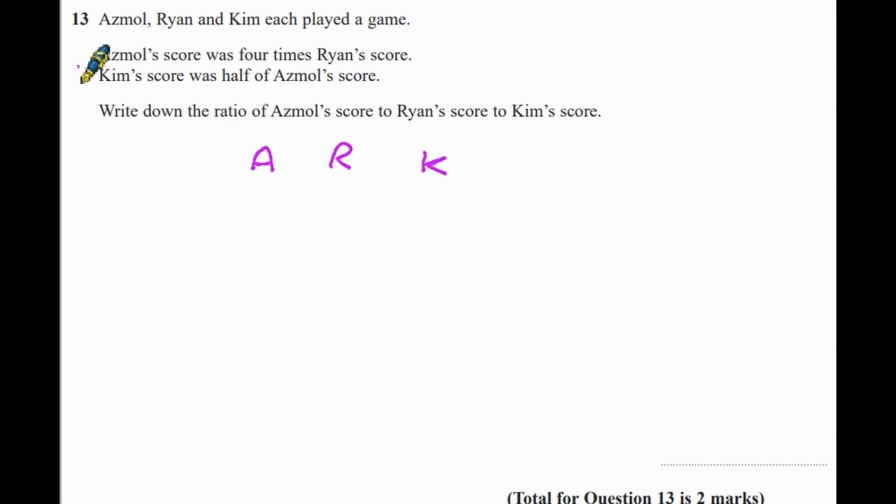Now, the first line we're told that Asmol's score was 4 times Ryan's score. Let's just assume for a moment that Ryan scored 1. If Ryan scored 1 and Asmol scored 4 times that, then Asmol's score was 4. Now look at the next line. Kim's score was half of Asmol's score. So if Asmol scored 4, Kim scored half of that, therefore Kim scored 2. And that is the ratio of their scores, 4 to 1 to 2.